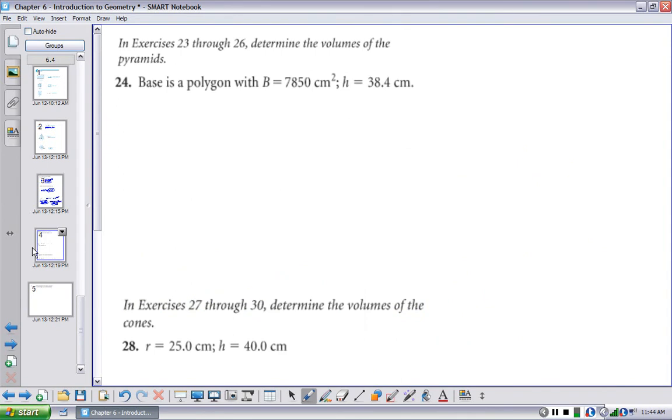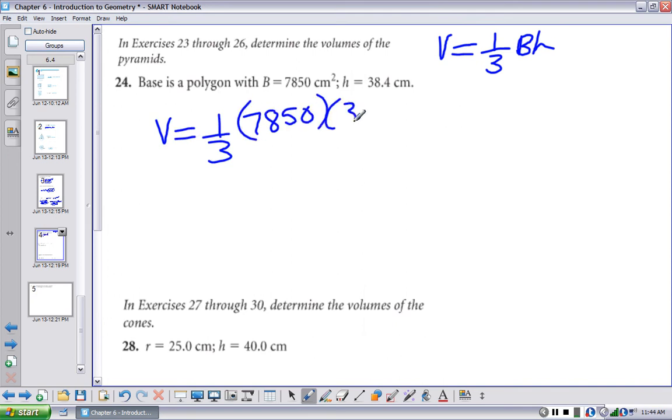Alright, now we're going to look at the volume of a pyramid, where the base is a polygon, and they give us what B is. The volume of a pyramid, if you remember, is 1/3 BH. So they give us 1/3 times 7,850 times 38.4. And that is 100,480 cubic centimeters.